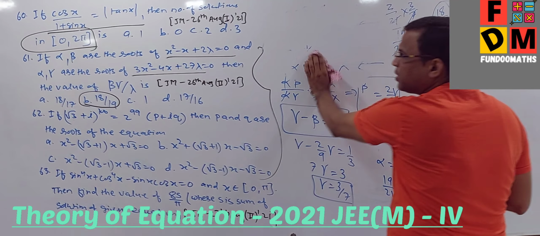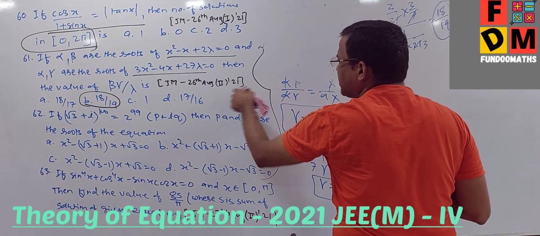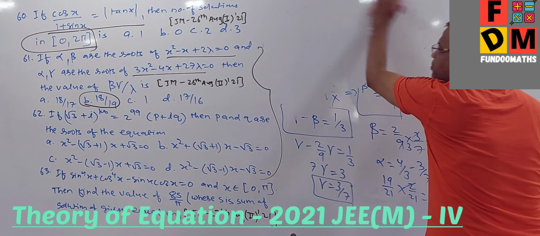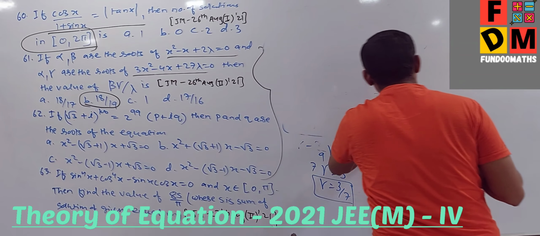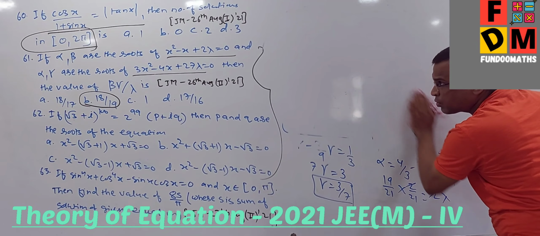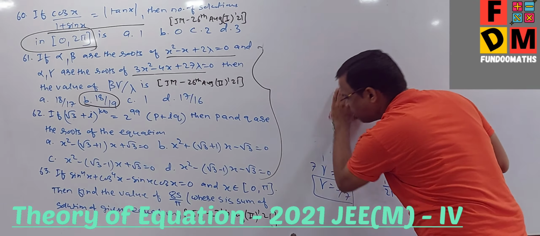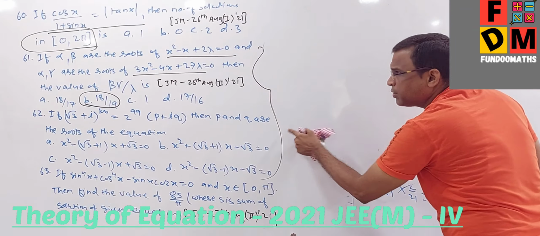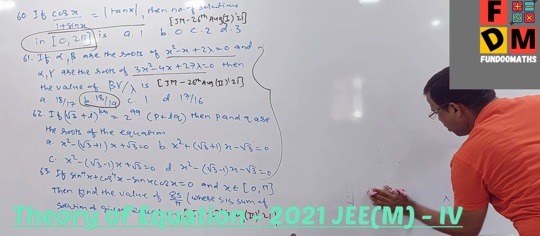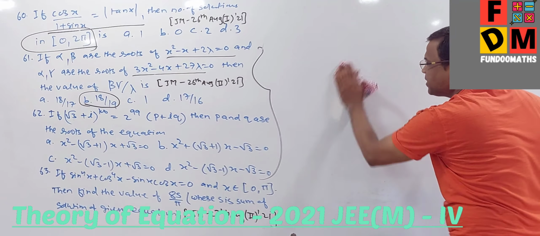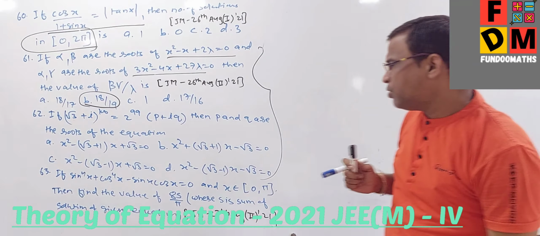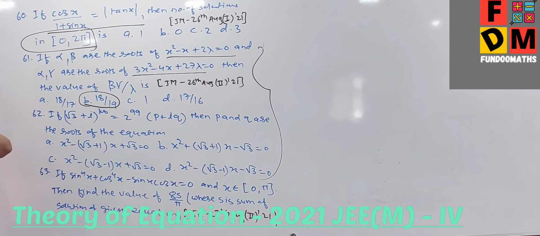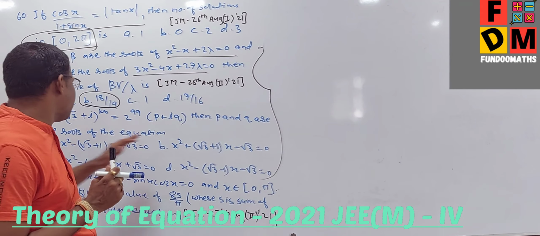That second question was asked in the 26th August second shift. It's just a few days back, around 15 to 20 days back, that this paper was conducted. In fact, these two questions, 61 and 62, both belong to the second shift of 26th August. And this third question is purely, we can say, a complex number question. But they have given that P and Q are the roots of the equation.